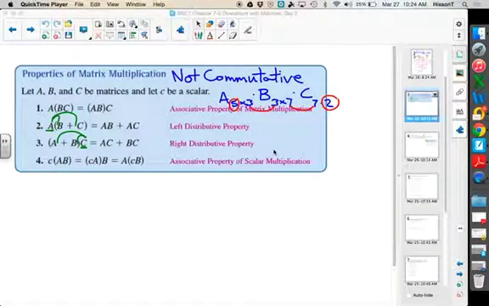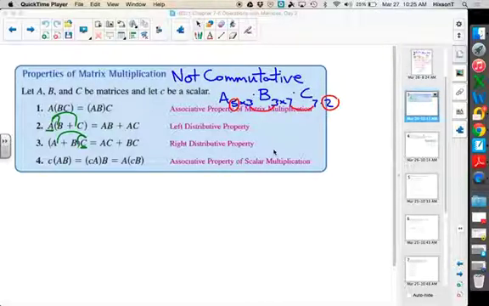So let's review real quickly the properties that we looked over. We already had said that matrix multiplication was not commutative. We said the associative property does apply with matrix multiplication. And you can see here, when you have three matrices multiplied together, you can actually just look at the dimensions and tell whether or not it's going to be possible for all three of them to be multiplied.